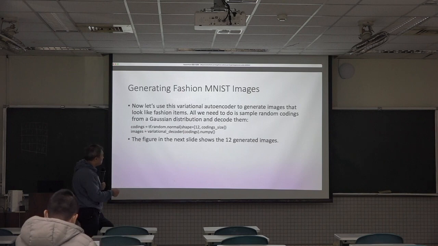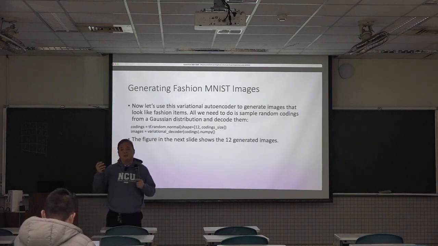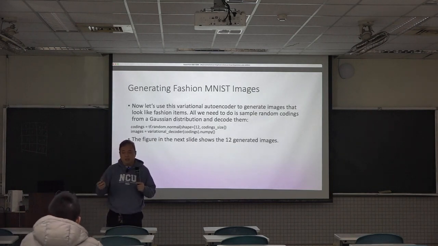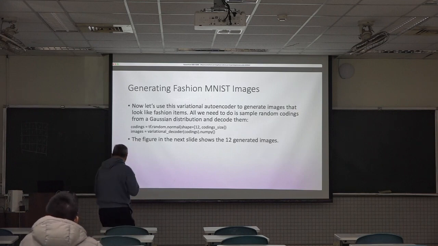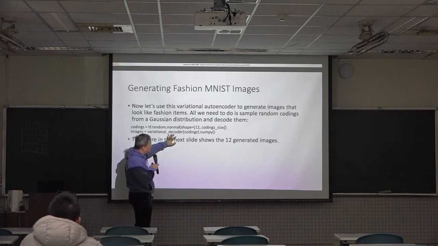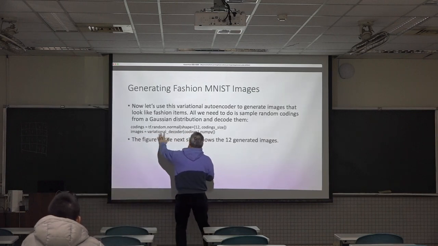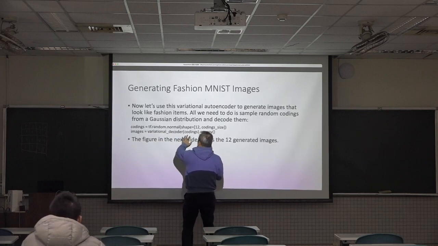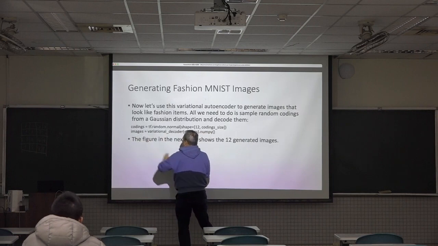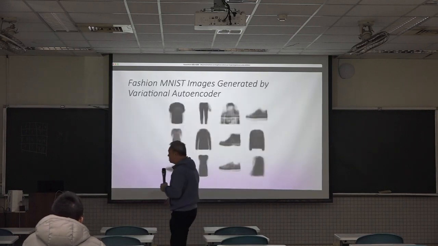Then you use the variational decoder. As I said, we use the decoder as a generative model. This is important. After we train this variational autoencoder, the decoder is the one that we actually use. So we put the codings there, and the result will be put into images. And then if you draw these images, the figure is going to look like this.